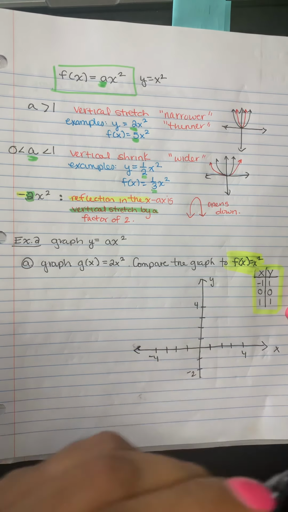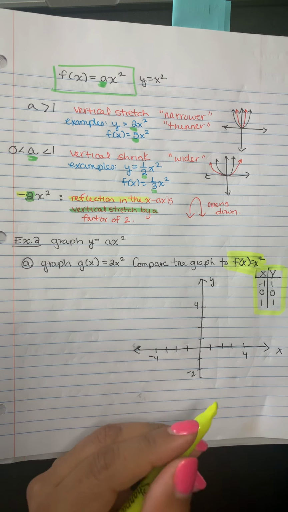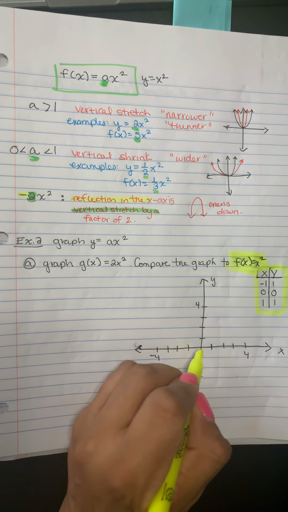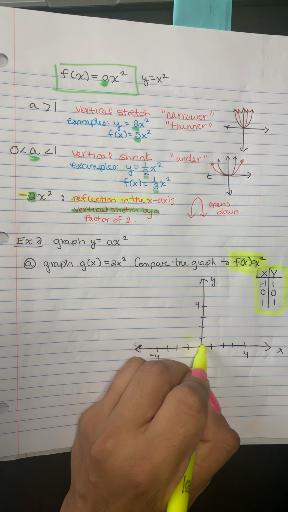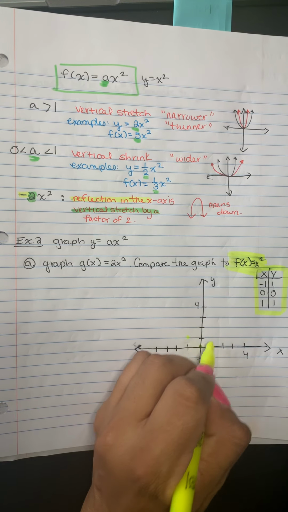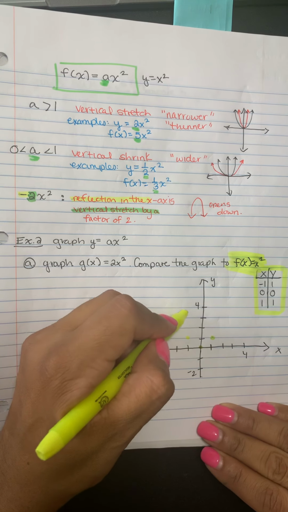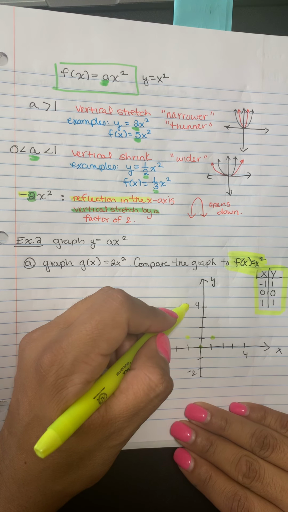Okay, so what I'm going to do is create points. Well, I already did, sorry. I'm going to graph this -1. So here's -1, up 1, 0, 0, and then 1, 1. Okay? So this is the parent function. This is what we're going to be comparing it to, right?